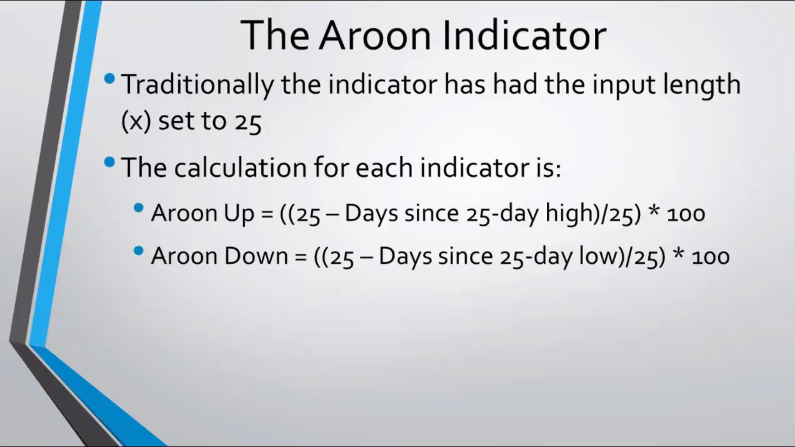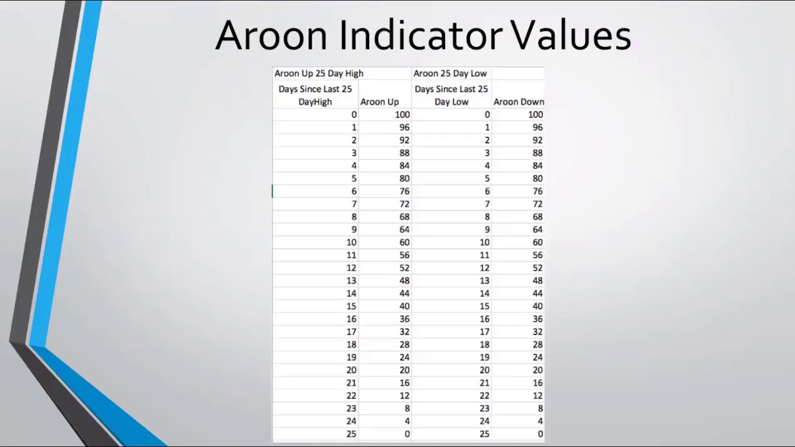So the calculation for each indicator then, if you're looking at a daily chart, Aroon up would be 25 minus days since the 25-day high, divided by 25, times 100. Aroon down, 25 minus days since the 25-day low, divided by 25, times 100. If you're looking at an intraday chart, it would be bars since instead of days. Or if you're looking at a weekly chart, it would be weeks. That's how you do that substitution.